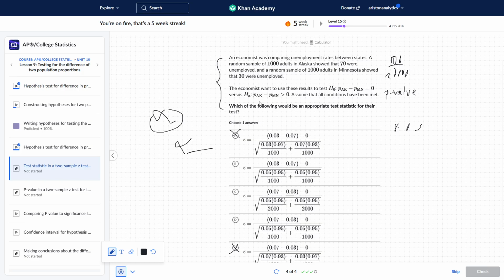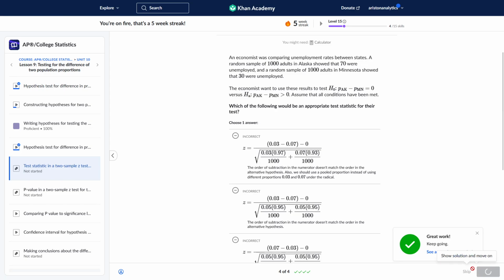Alternative hypothesis is, okay, Alaska, Minnesota. Hmm. Goes Alaska first. And it's 1,000 each. That should be D. Yeah, yeah.